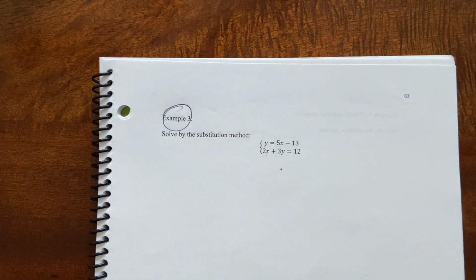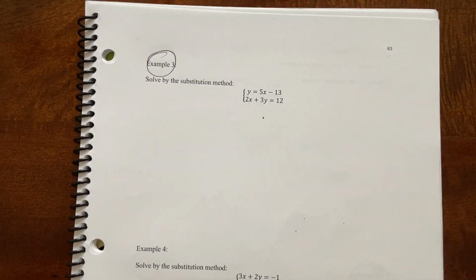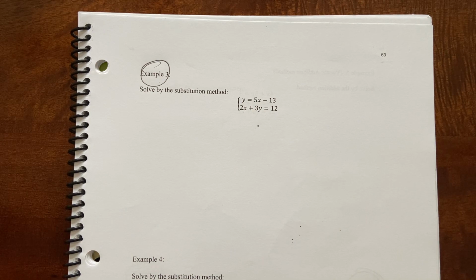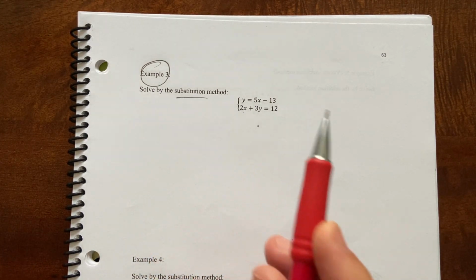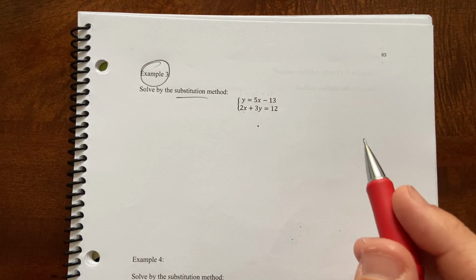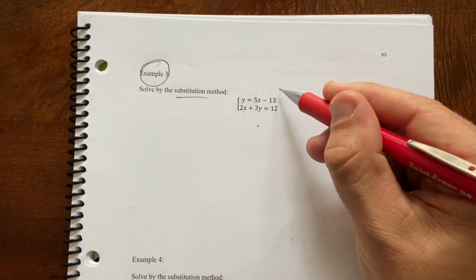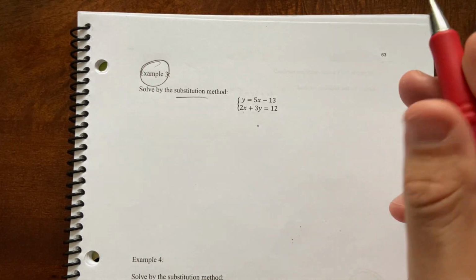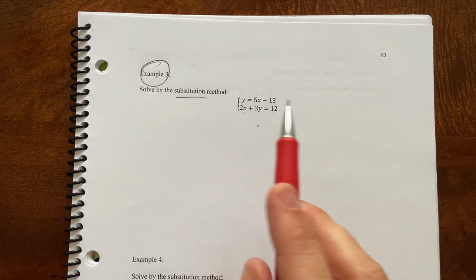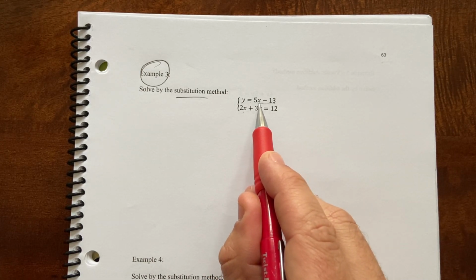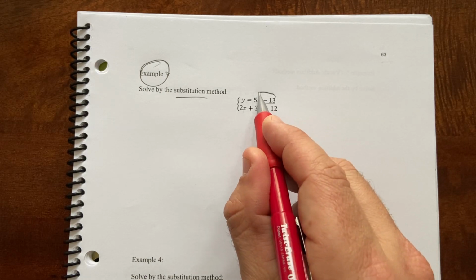So I'll go on to page 63. No longer a word problem. This is just a straight up math for math's sake problem. It says solve by the substitution method. Again, just like we did, I substitute one into the other. What's being suggested here is, hey, y is 5x minus 13 for this problem.